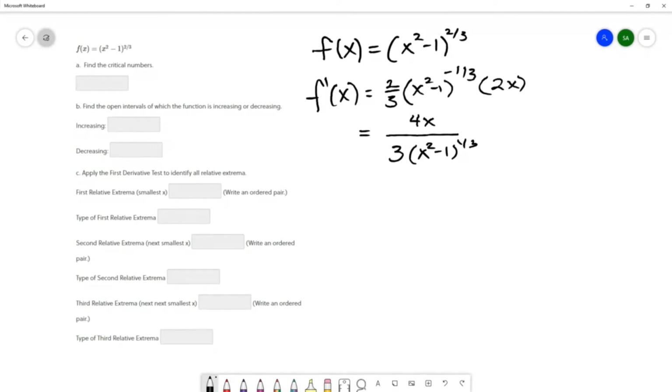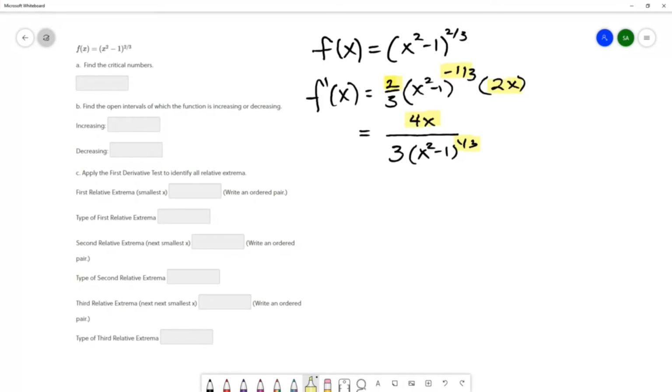So I rewrote it this way. This has a negative exponent, so that's how I was able to write the 1/3 power in the denominator. And then I multiplied the 2 times the 2x to get the 4x in the numerator.